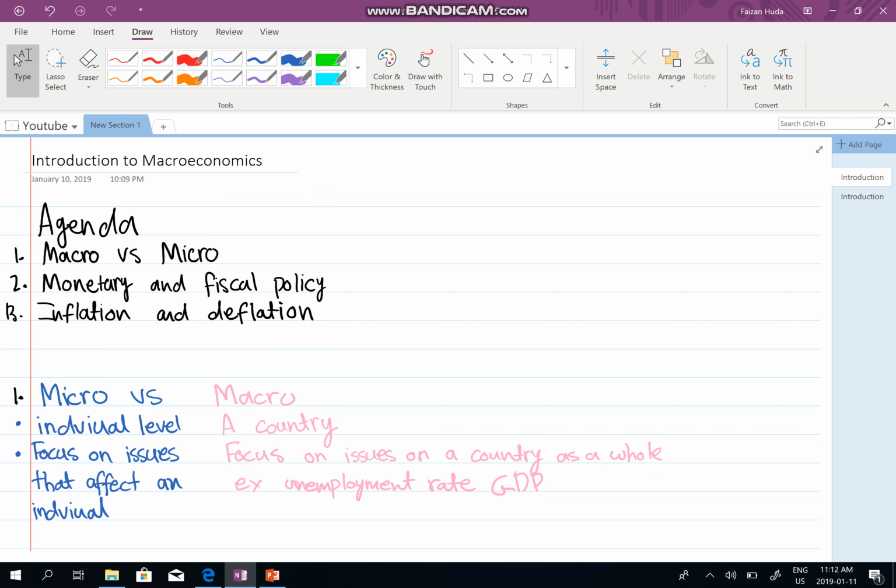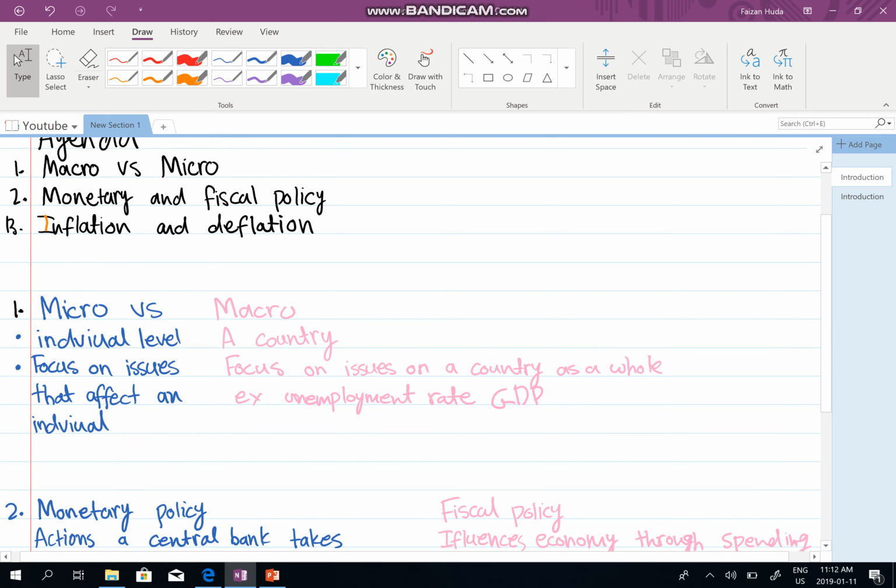So for our agenda for today, we'll be discussing the differences between macroeconomics and microeconomics. We will be understanding what monetary and fiscal policy are. And lastly, we will also be understanding what inflation means and what deflation is.